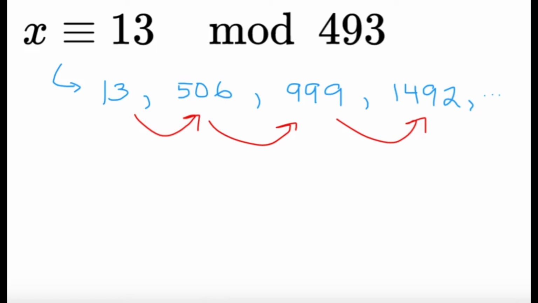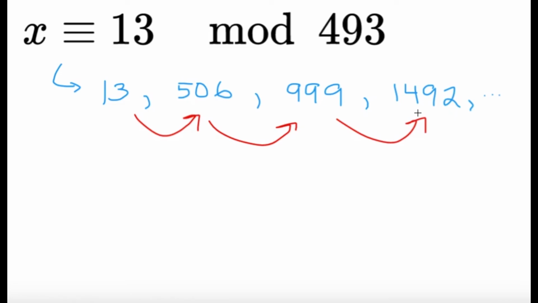But we're not yet done, because we know that x is a 3-digit number, and we want to find the maximum possible value of x. So we just do skip counting here. 13, 506, 999, 1492, and obviously this goes on and on. We just keep adding 493.